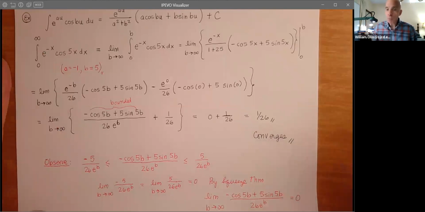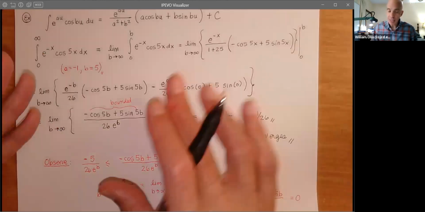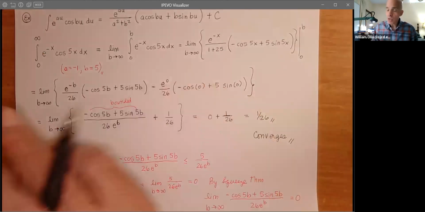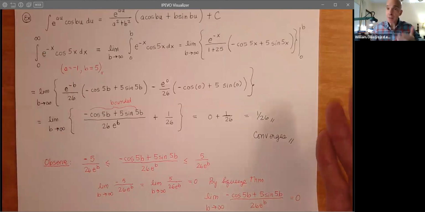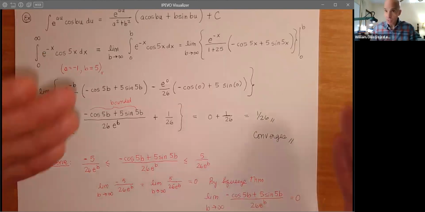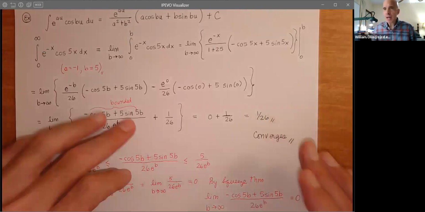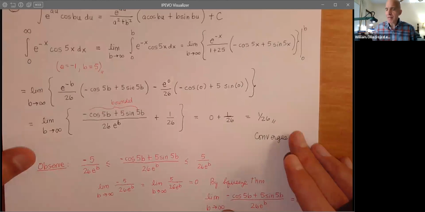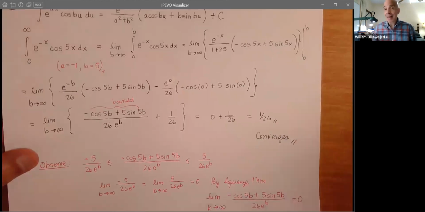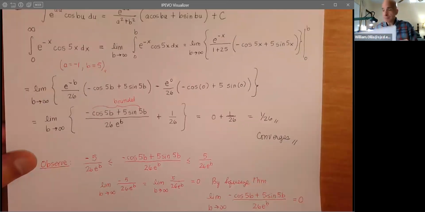So again, when we think about the definition, if the limit exists, then we say that the improper integral exists, or we say, just like an infinite series, we say the improper integral converges. Again, converge and diverge aren't really what we use so much with just the basic limits, but I guess we could if we wanted.